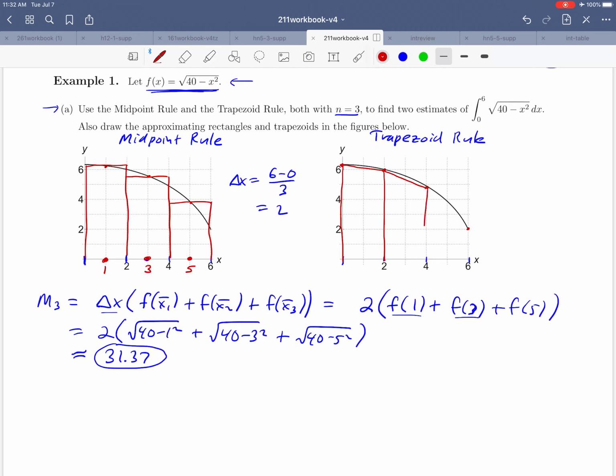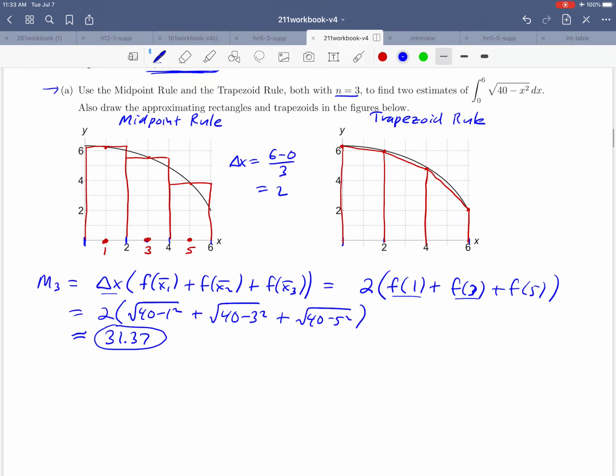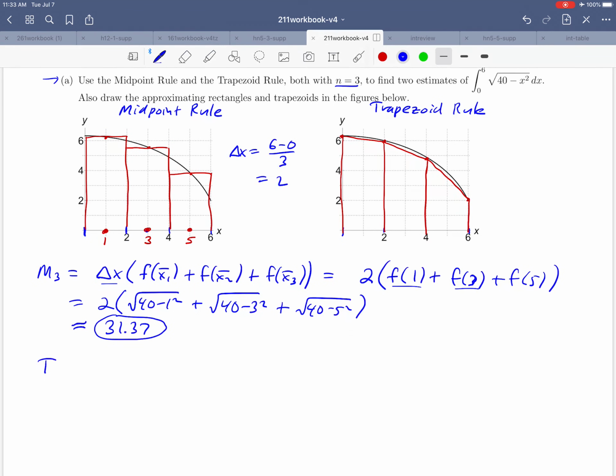Whoops, you can see my drawing skills are a little lacking here. Roughly speaking, that's what our 3 trapezoids would look like. To get our estimate, we need to actually find the area of those.